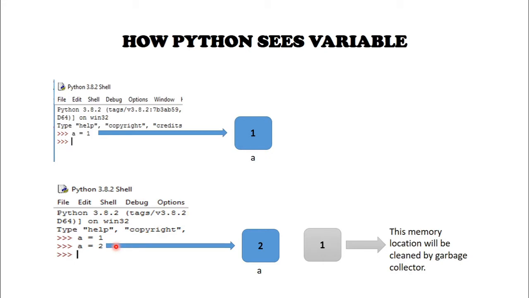But please note that if you learn some other programming languages such as C++ or Java, you are right, but Python sees variable differently. Memory location of A here and memory location of A here is different. And previous memory location, that is memory location of A here, will be cleaned by the garbage collector that is provided by Python.